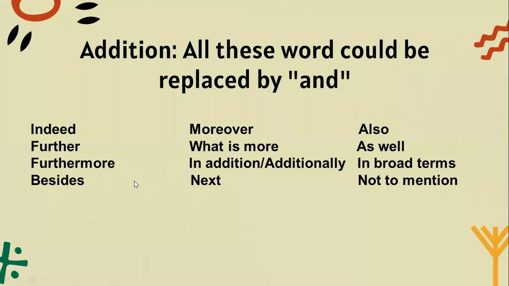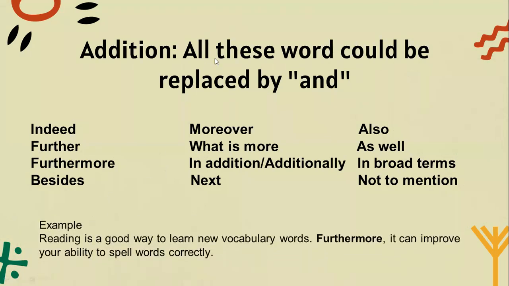Let's have a close look at an example. It says, reading is a good way to learn new vocabulary words. So this is the first sentence. It states clearly that reading is very important. Why? To learn new vocabulary. Here we have a blank for a word. It can improve your ability to spell words correctly.